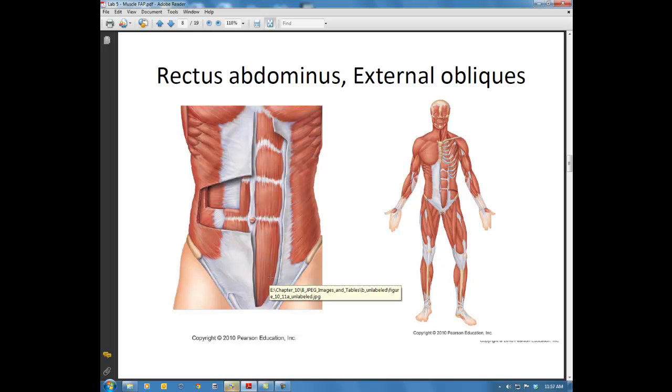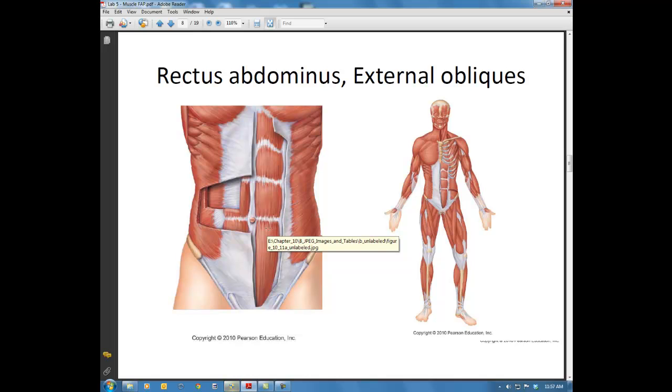That's where we get the proverbial six-pack. You can see there's some connective tissue separation. So when these muscles are working hard and there's a little fat layer over the surface, you can see those connective tissue separations very well, and it shows up as what we call the six-pack.